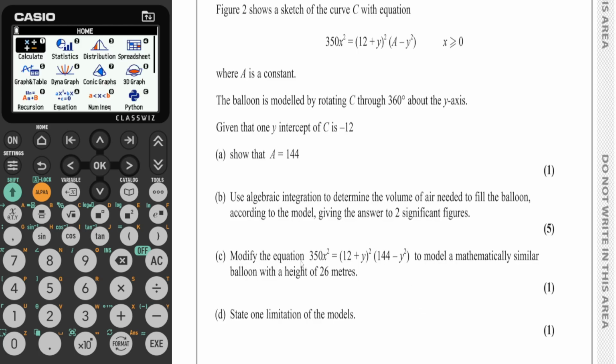Part C. Modify the equation 350x² = (12 + y)²(144 − y²) to model a mathematically similar balloon with a height of 26 meters.